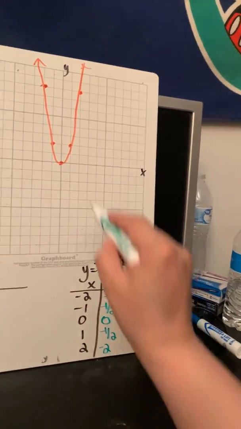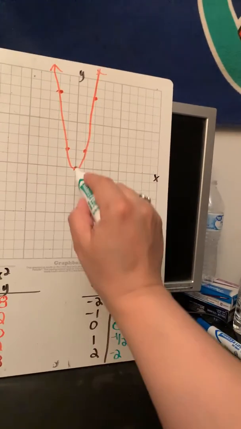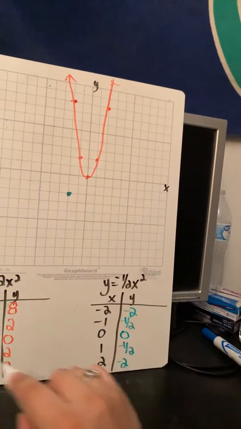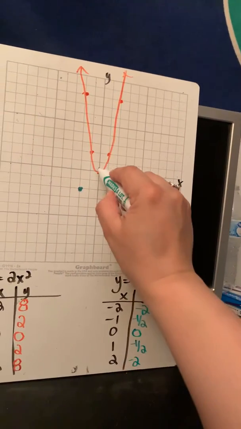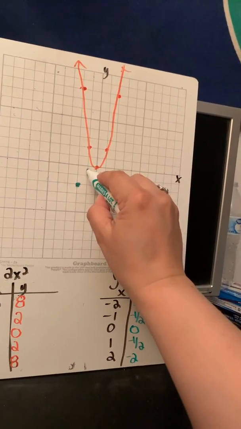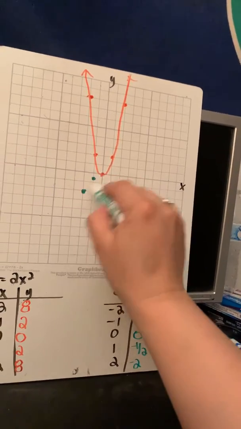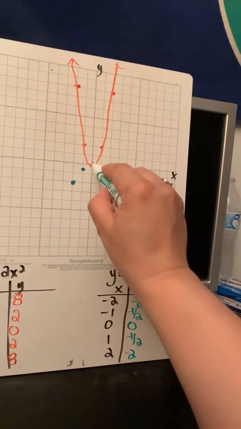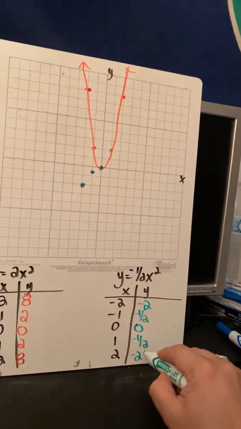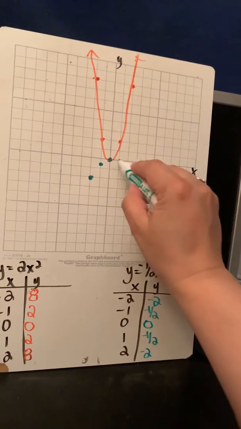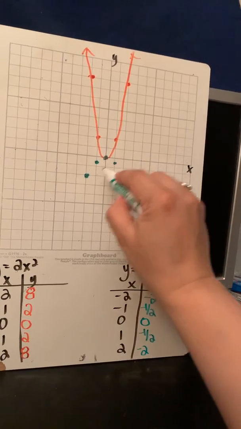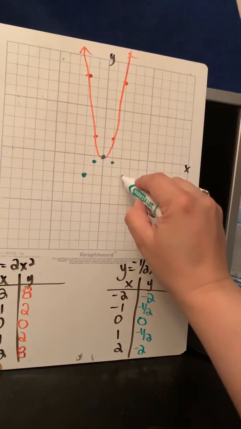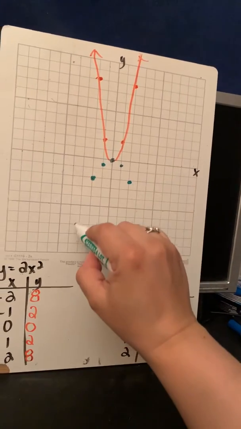And when you graph it, we're going to go over -2, down 2. Over -1, down a half. And notice I just put it right in between, to make it a half. 0, 0. 1, -1/2. Again, look at that symmetry. And then 2, -2. So here comes this one.